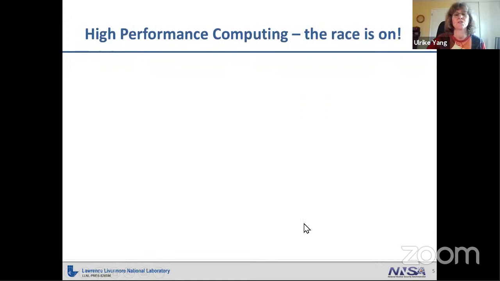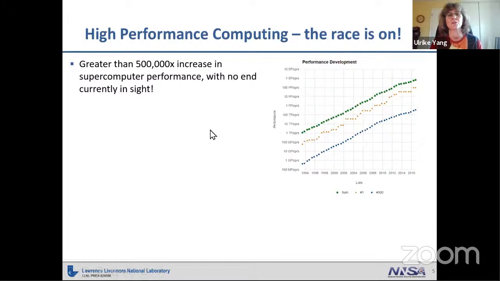So as far as high performance computing is concerned, of course, we do know the race is on. There is, of course, the Top500 list we get twice a year. And this isn't really the latest one. It only goes to 2016. We are already beyond that, but that's the one I have here. And you can see the top computer, how quickly its performance increases.